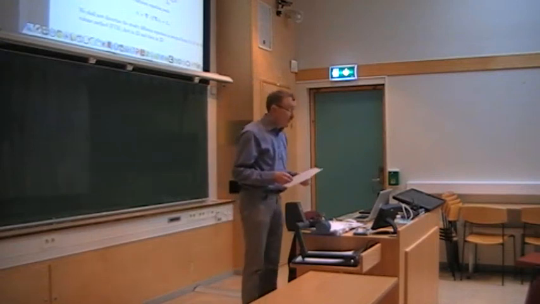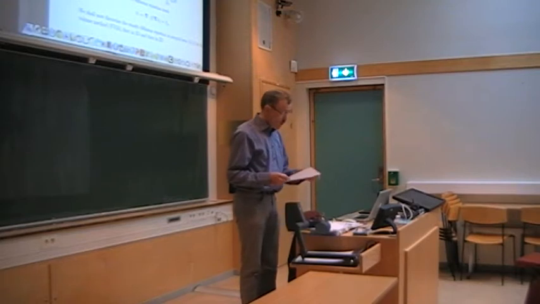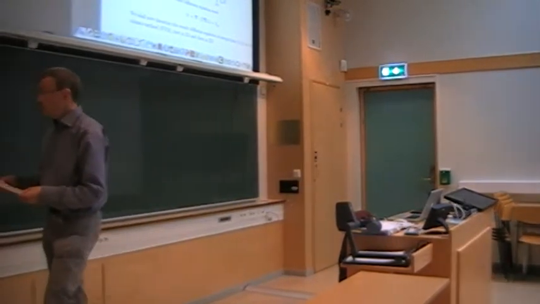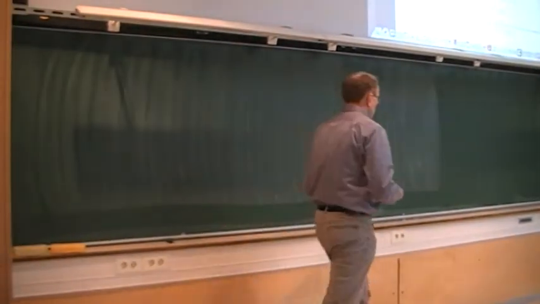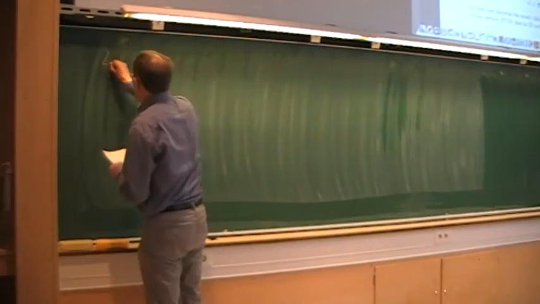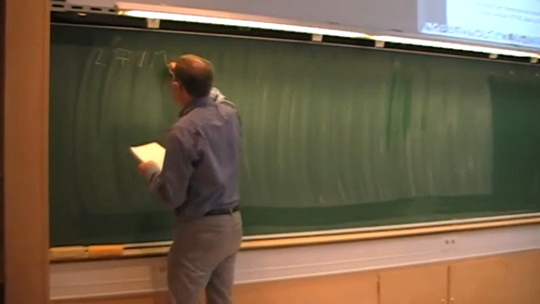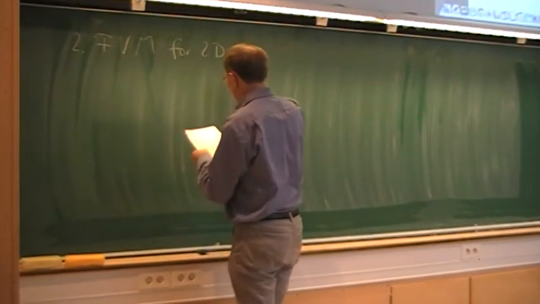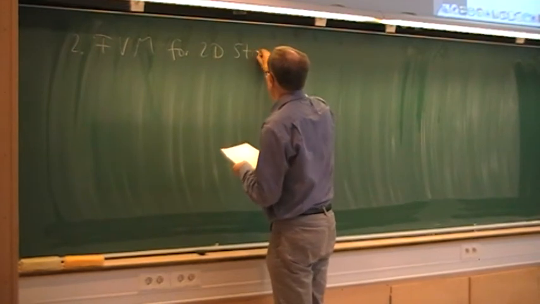We are discussing the steady diffusion equation. We have done it in 1D. Now we would want to move over to 2D. So we want to discuss the finite volume method for two-dimensional steady diffusion.